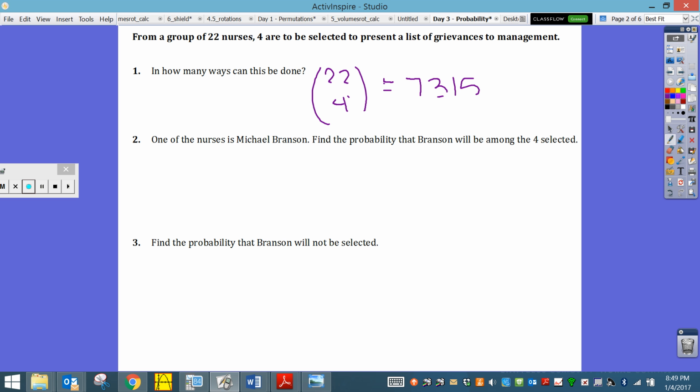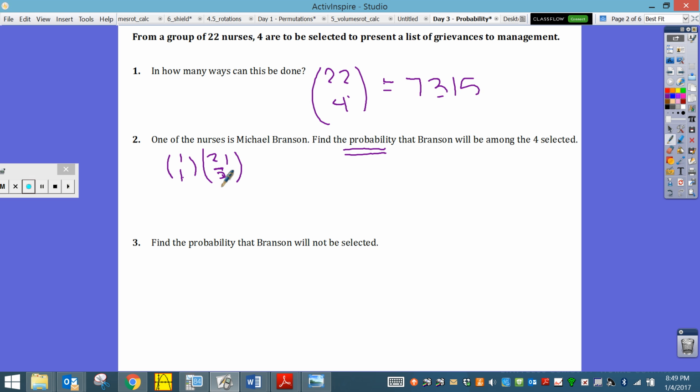One of the nurses is Michael Branson. Find the probability that Branson will be among the 4 selected. So that's telling me that there are going to be 4 selected nurses, but Michael Branson has to be one of them. And this is the first time we're really looking at a probability question. So Michael has to be chosen. Out of the 1 Michael, he's got to be chosen, so that's a 1 choose 1 situation. Then I look at how many nurses are left to choose from. Now there are 21 to choose from, and I have 3 more nurses to go. So that's 21 choose 3.